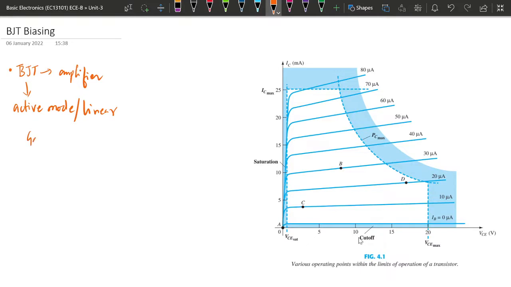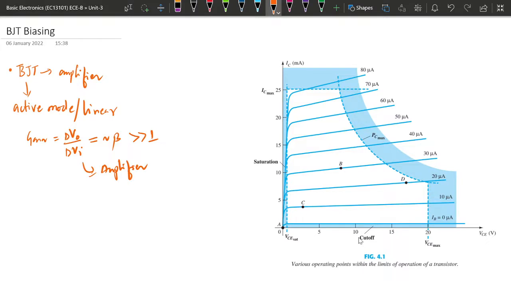The gain that we were getting, that is change in V output divided by change in V input, was around beta, which is very much greater than 1. So it is going to work as an amplifier. Amplification will only take place when the BJT is working in active mode.